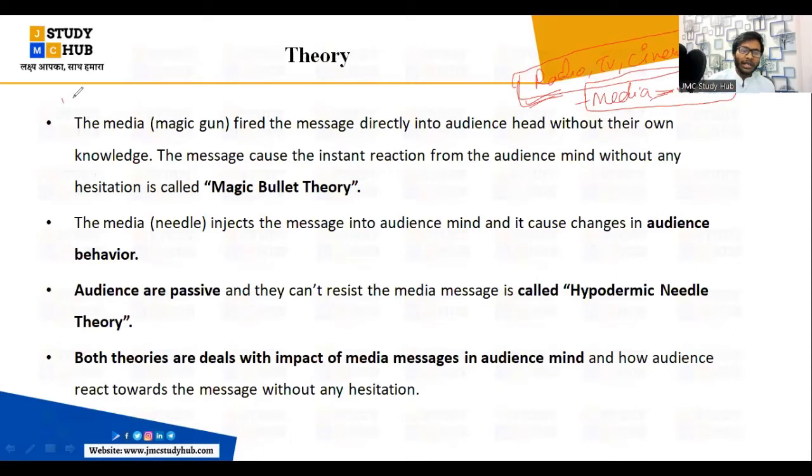So they evolved the magic bullet theory, उन्होंने magic bullet theory को evolve किया. So here, what is the magic bullet theory? The magic, that the instant. Magic क्या होता है? जादू करना, that instant आपको कुछ पल में लगेगा कि कुछ नहीं हुआ, अचानक से हुआ, right? The instant reaction is what? The magic. Okay, so here the media is the magic gun, right? Media is the magic gun that fired the masses directly into the audience head.